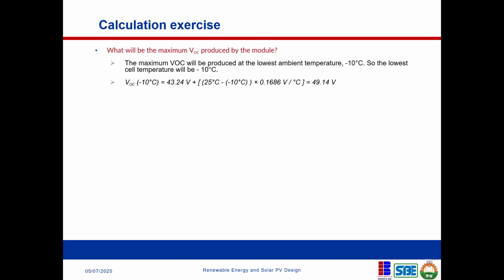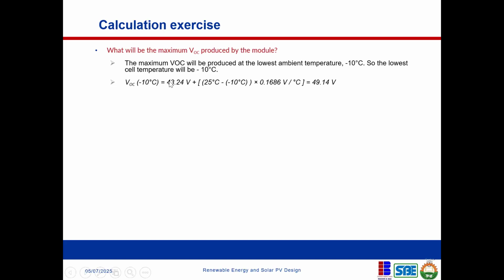Now the maximum open circuit voltage will be produced at the lowest ambient temperature. Remember that the voltage is highest at the lowest temperature, correct? So this one is a no-brainer, it's just straightforward, right? So the lowest cell temperature will be -10. Okay, so the open circuit voltage at -10 is equal to... now what we actually want to calculate here is the open circuit voltage at -10.